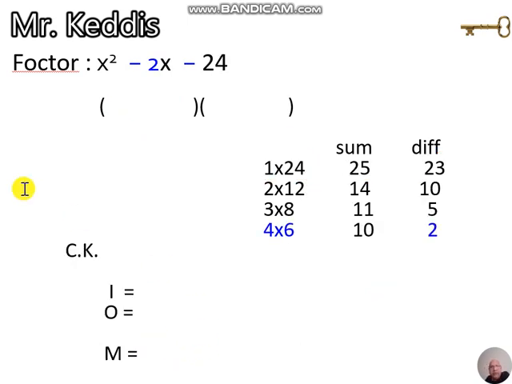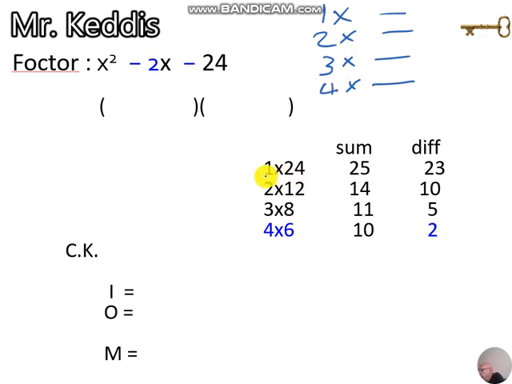The next one. The last term is 24. 1 times what gives 24? 2 times what gives 24? 3 times what gives 24? 4 times what gives 24? Please go in order.